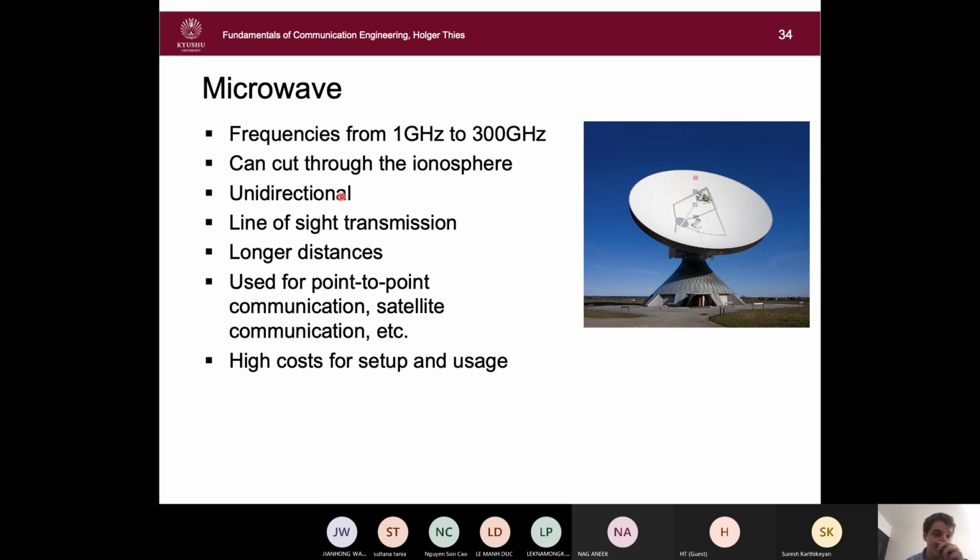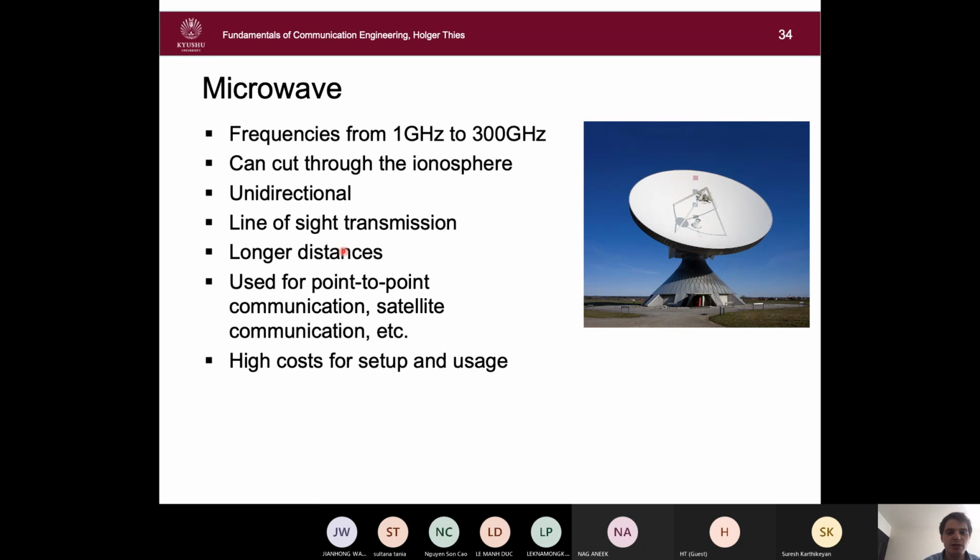That means they don't have a very large wavelength, so they have to be pointed in one direction. So they can be sent only in one direction. So if you have a satellite dish at home, you need to adjust it so that it points in the right direction, so that you can receive the TV signal, which is also what is meant by line of sight transmission. So you have to have a direct line between the receiver and the transmitter.